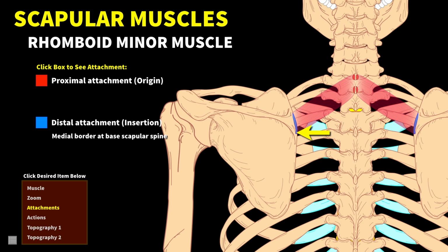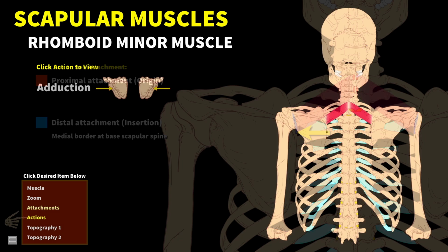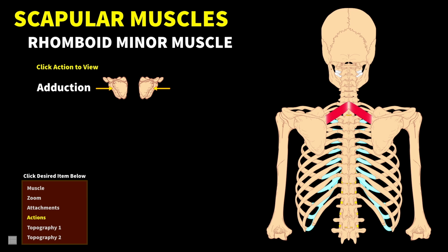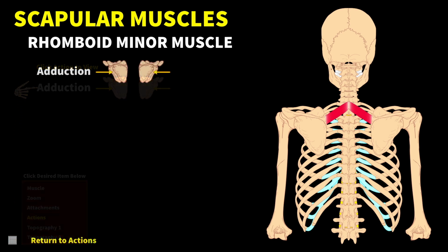Knowing the attachments, visualize the muscle shortening and describe what action the muscle would produce. Give it a try. Note that because of its attachment at the mid-region of the medial margin of the scapula, the muscle is primarily an adductor or retractor of the scapula.